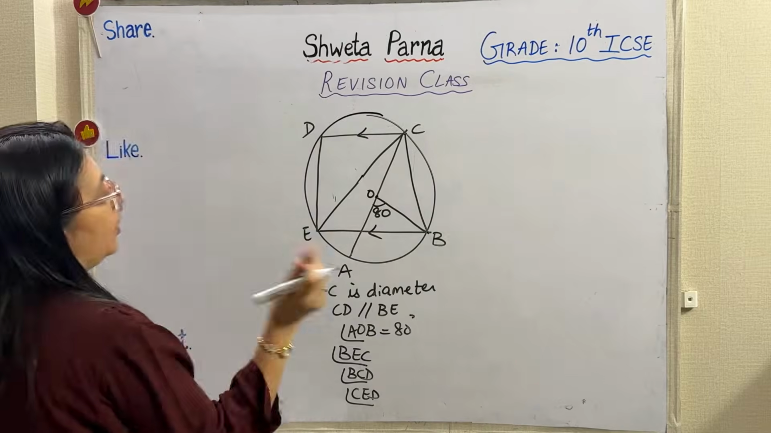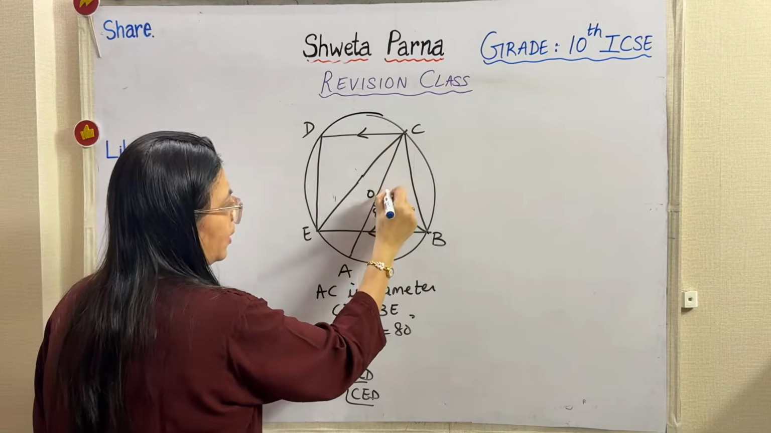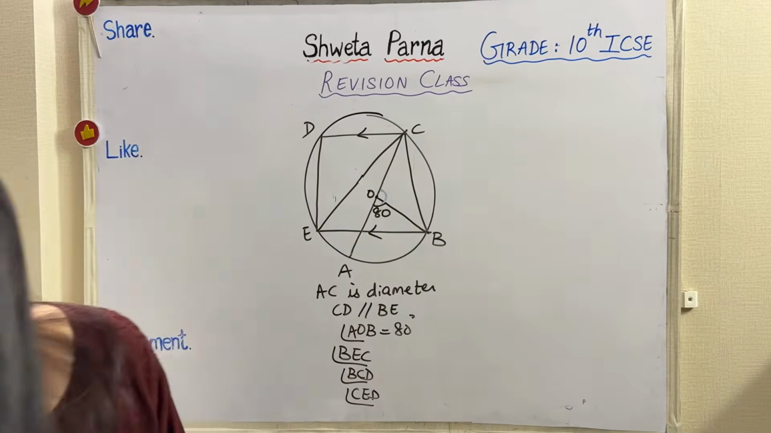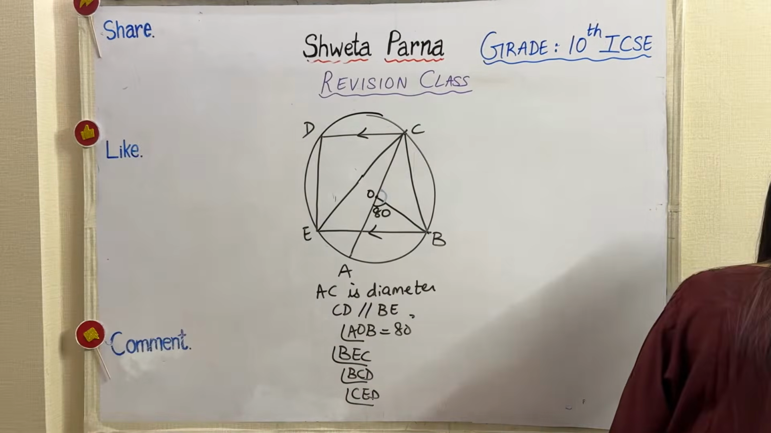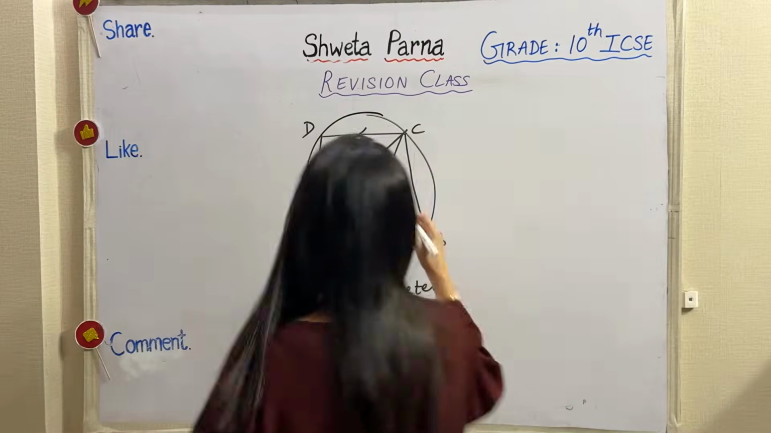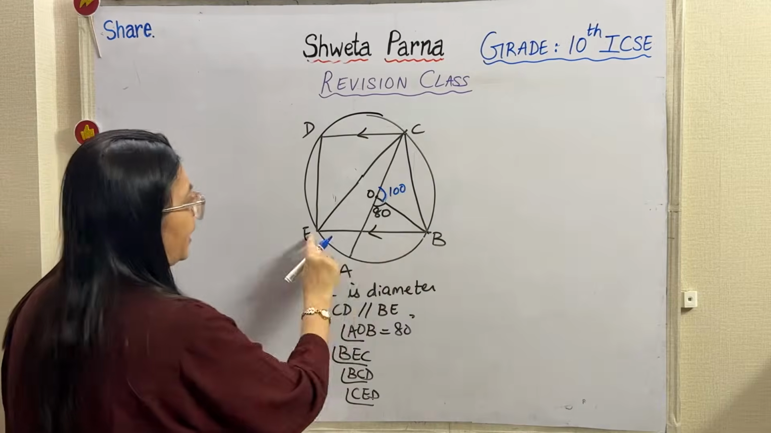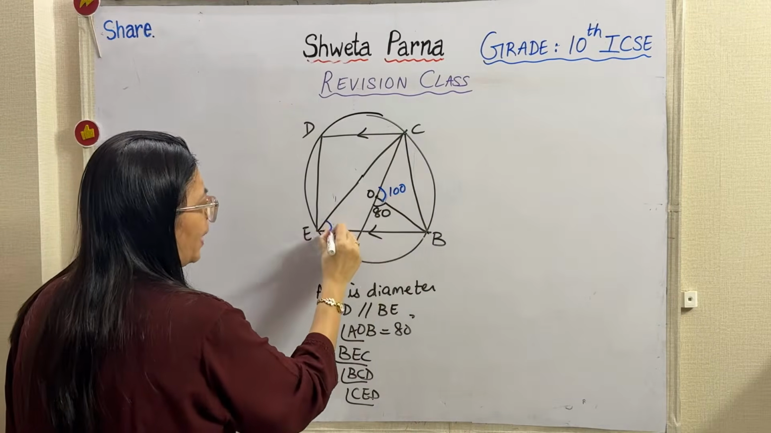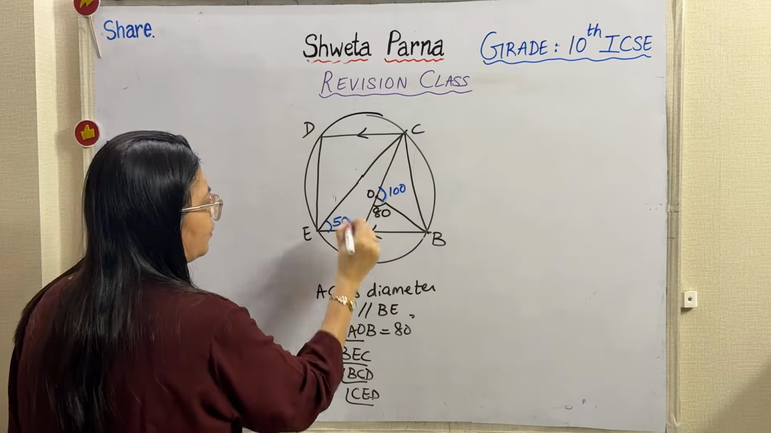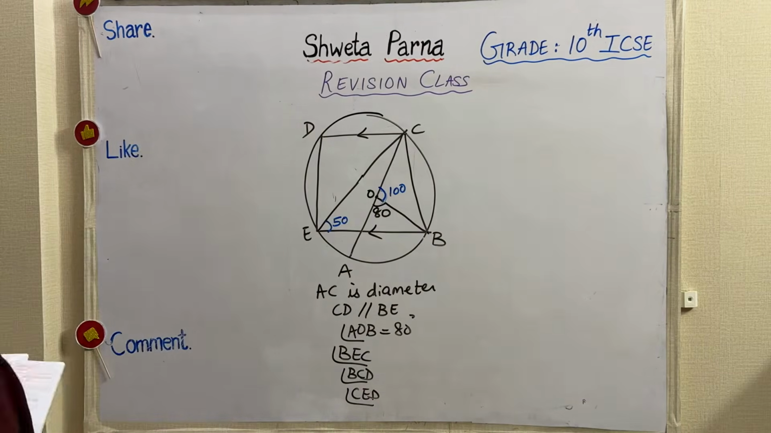See here. Now this is 80 degree. This is a diameter, so this will become 100 degree. Sorry. So this will become 100 degree. Okay. Now BEC, and this is a central angle. So BEC will be half of the central angle, which is 50 degree. Clear? BEC is clear? Yes.